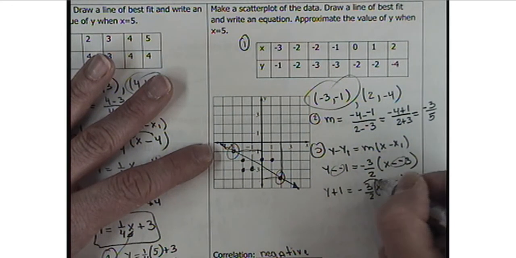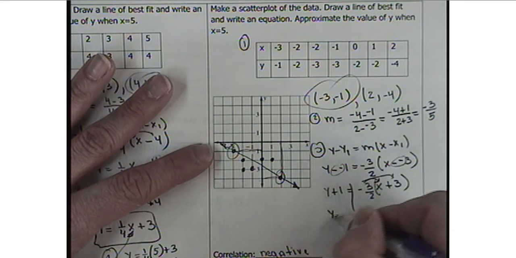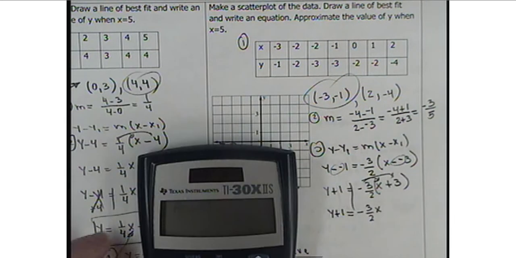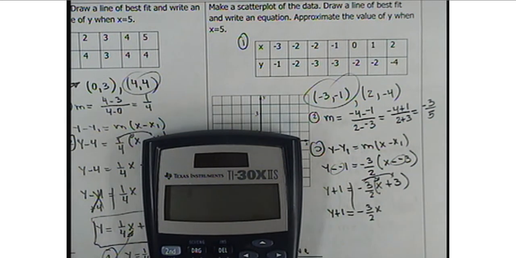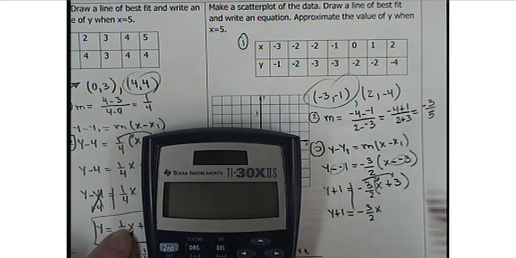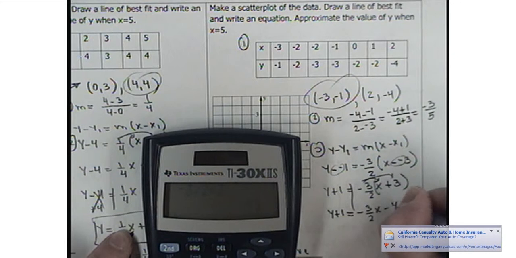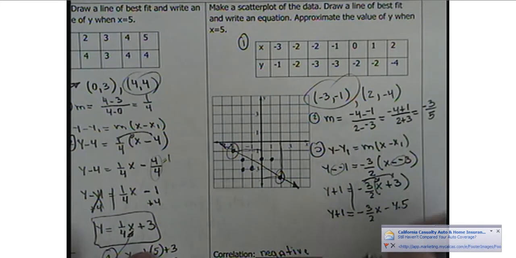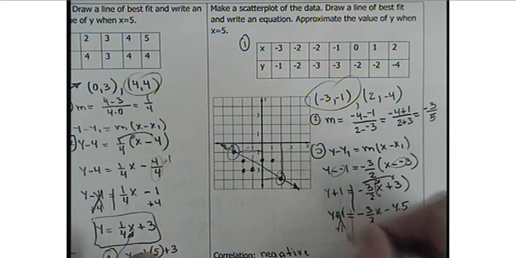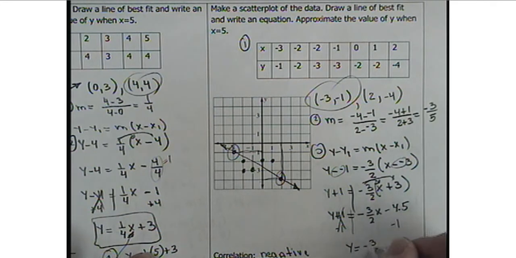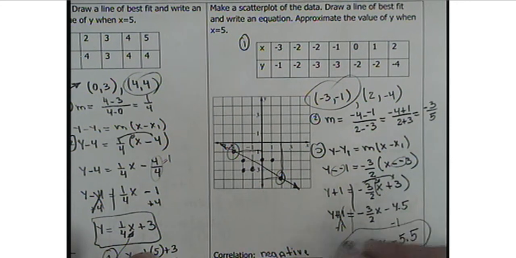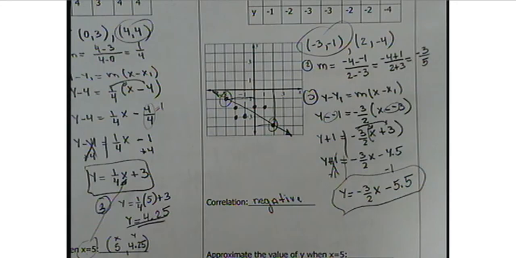We'll apply the distributive property here. y plus 1 is equal to -3 over 5 x. Using the calculator to get this: -3 divided by 5 times 3, which is -1.8. Okay, so one more thing, -1 from each side, those two cancel, so y will be equal to -3 over 5 x minus 2.8. This is the equation. And again, remember, we have one more thing here.